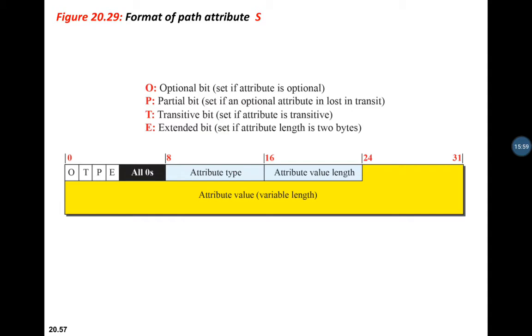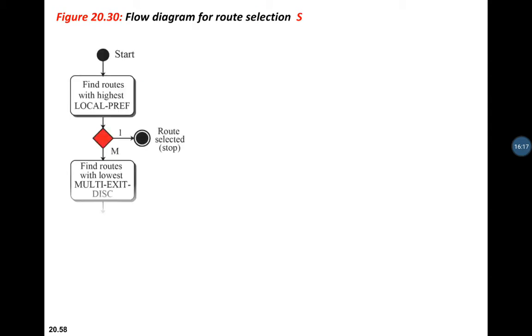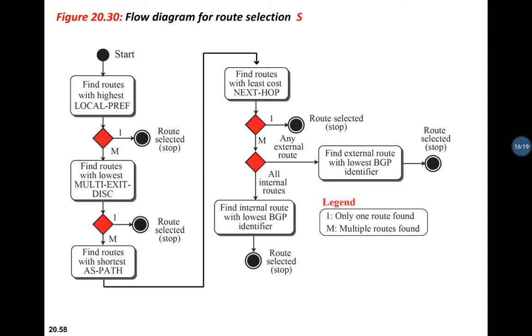Aggregator emphasizes that the destination prefix is an aggregate. The attribute value gives the number of the last autonomous system that did the aggregation, followed by the IP address of the router. So this is about the format. Next we have the flow diagram. So here it is a flow diagram for the route selection.